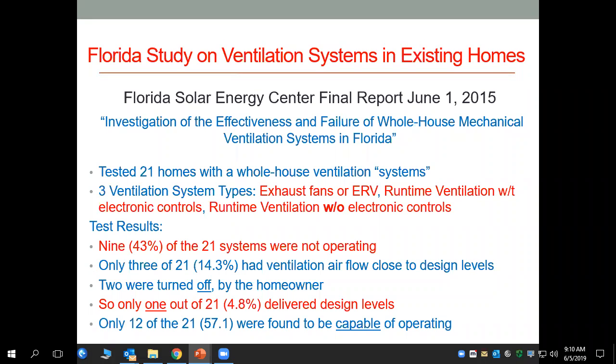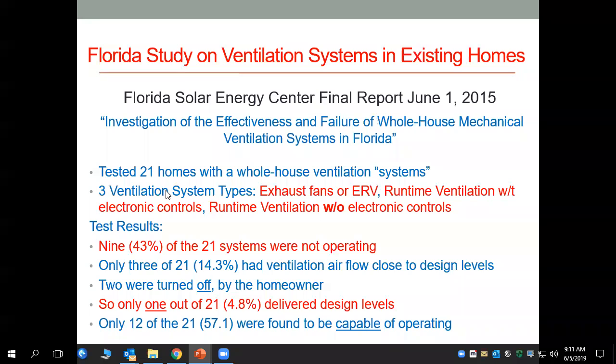All right, here's the Florida study. It's a little busy slide, but really, on the Florida Solar Energy Center, this was in 2015, and the title was Investigation of Effectiveness and Failure of Whole House Mechanical Ventilation Systems in Florida. This is available on their website, or you can Google that name of it, and you'll have the whole report. It's pretty lengthy, it's detailed, it's really good. It's a good read, I thought it was, and information.